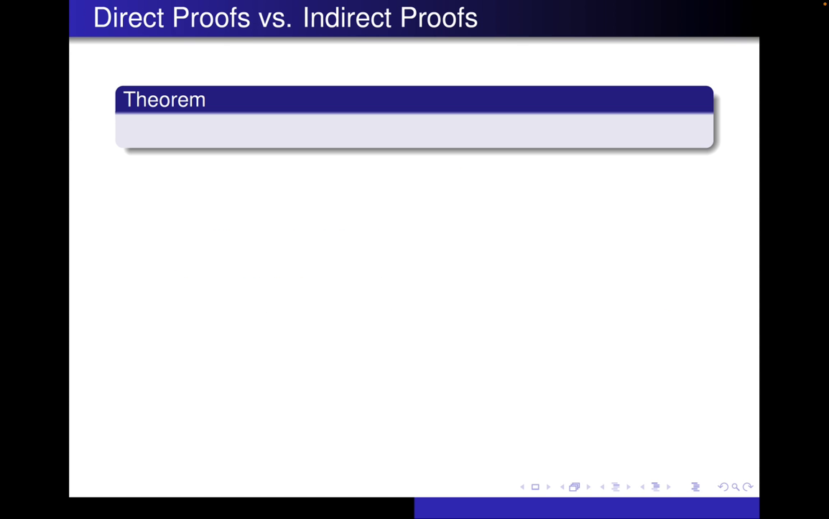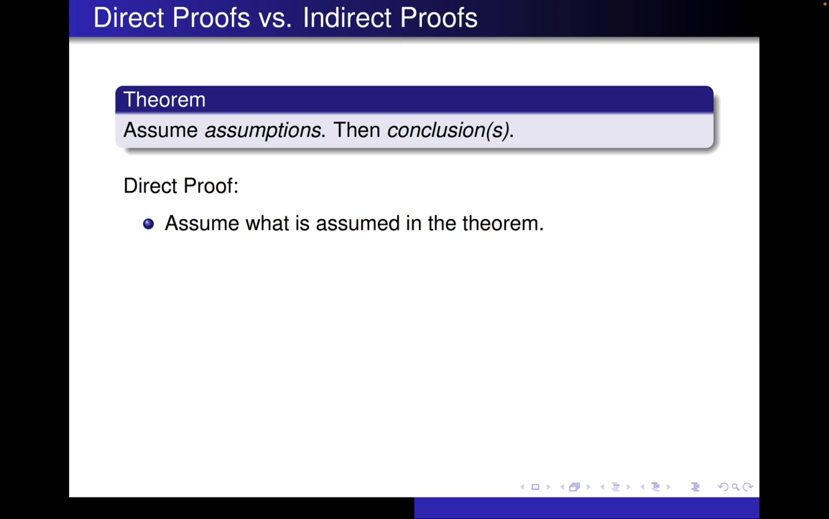So here is generally what a theorem looks like when we write stuff down. We assume some kind of assumptions, we then conclude some kind of conclusions. So that's what our theorems look like. And when we prove this with a direct proof, we assume exactly what is assumed in the theorem, we assume the assumptions, and then we show that the conclusions of the theorem are true when we assume the assumptions of the theorem.